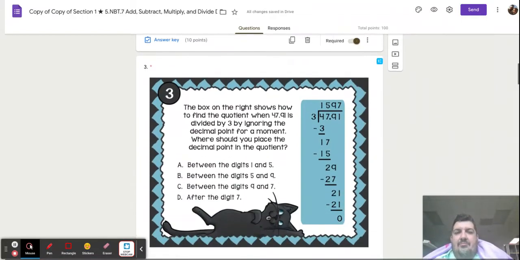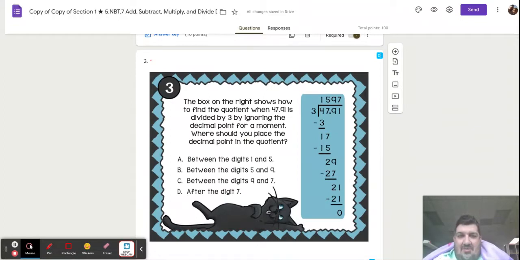All right. So this one, it says the box on the right shows how to find the quotient of 47 and 91 hundredths divided by 3 by ignoring the decimal point for a moment. Where should you place the decimal point in the quotient? Well, let's think. How many times is 3 going into 4? That's 1. How many times is 3 going into 7? Boom. So the correct answer is going to be between the 5 and the 9.